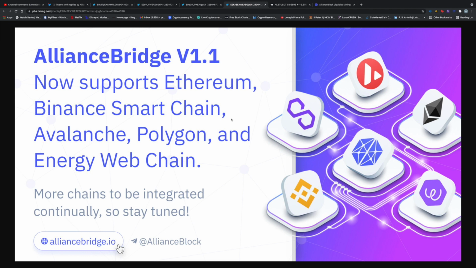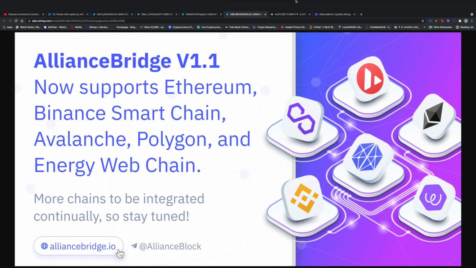Now, Alliance Bridge v1.1 now supports Ethereum, Binance Smart Chain, Avalanche, Polygon, and Energy Web Chain. So these guys are the main hitters for Alliance Block, right? Where Alliance Block has different products. You know, we have the Alliance Bridge, then we have the liquidity mining, we have the data tunnel, and we have staking, we have the DeFi terminal. So these are the different products that Alliance Block protocol is offering. Like in the previous video I mentioned, if you have not checked my previous video out on Alliance Block, do check it out. It's more comprehensive, it's longer, and you can check it out on my channel, right?